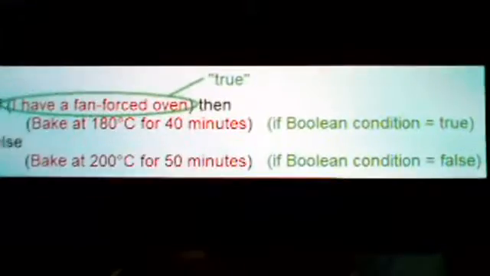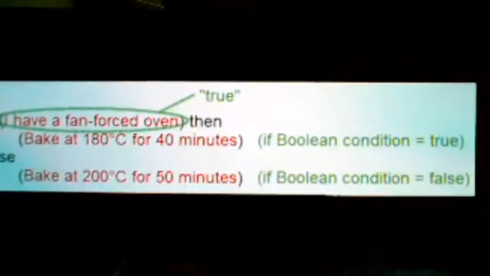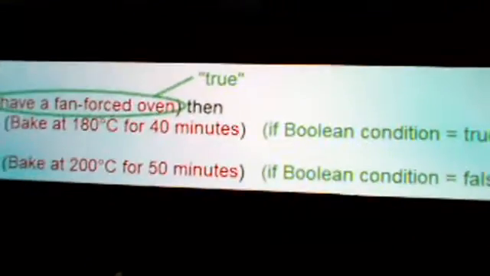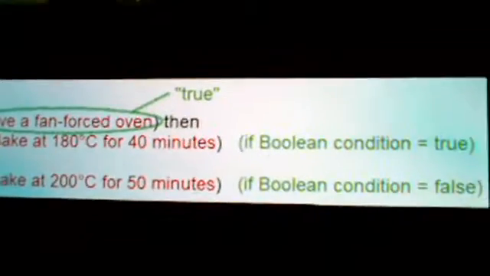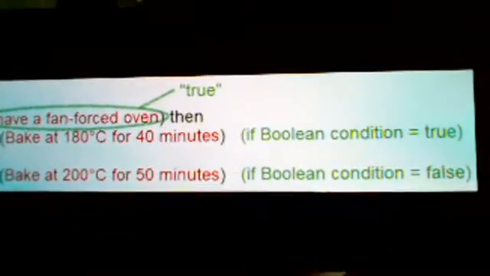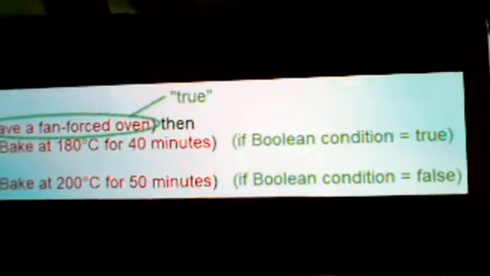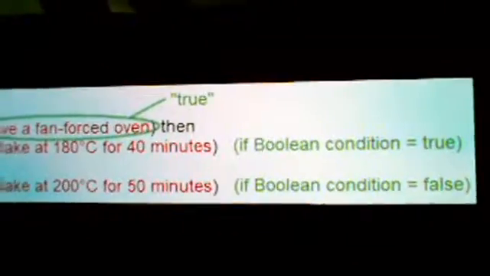But how can we fill in the blanks of this construct using the information we know about our cake? Well, then we have something more like this. So if I have a fan-forced oven, then bake at 180 degrees Celsius for 40 minutes. So if the Boolean condition is equal to true, else bake at 200 degrees Celsius for 50 minutes. So again, if the Boolean condition is equal to false. You can sort of see how the two fit together a little bit in that way.